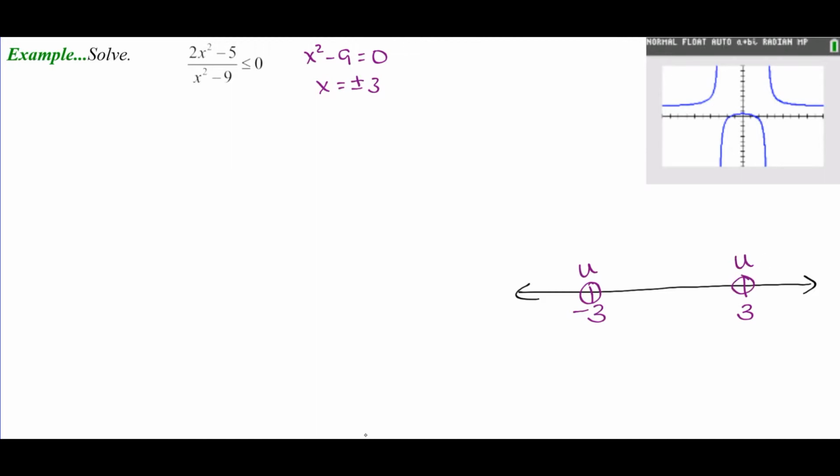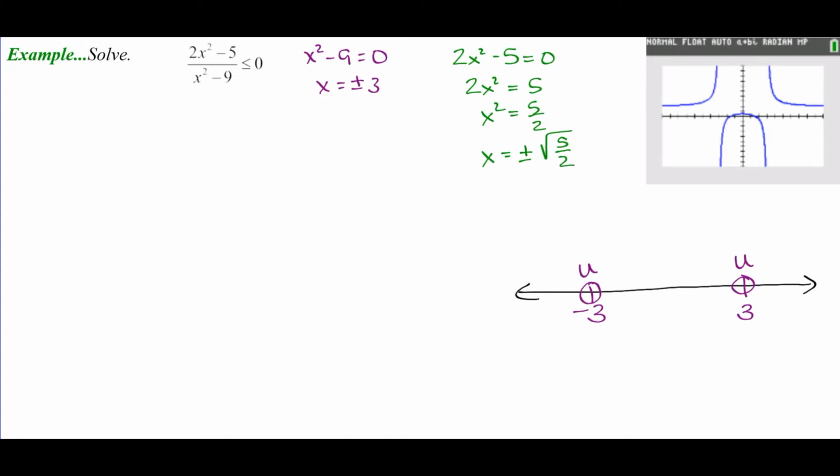I need my 0, which again, since I have a single rational function, I can just set that numerator equal to 0 and solve it. So I'm going to get 2x² is equal to 5, x² is equal to 5/2. So x would be equal to plus or minus the square root of 5/2.